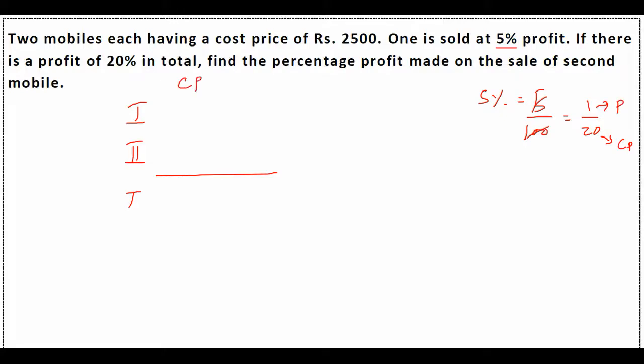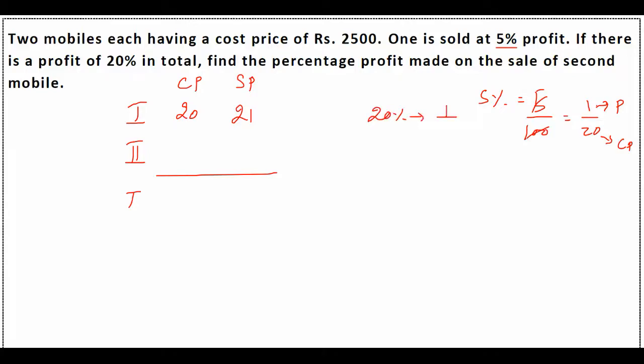So cost price and selling price. I am putting here cost price and selling price, not cost price and profit. Okay, we will get confused otherwise. So we are putting cost price and selling price. So cost price is 20, profit is 1. So selling price will be 21. So clear? So for the second mobile they haven't said anything. So let's keep it aside. Come to the total. Total is 20%.